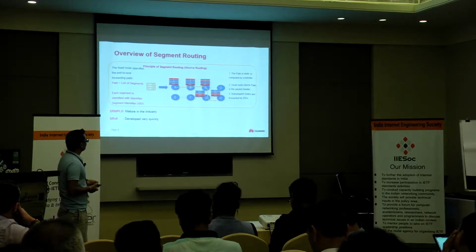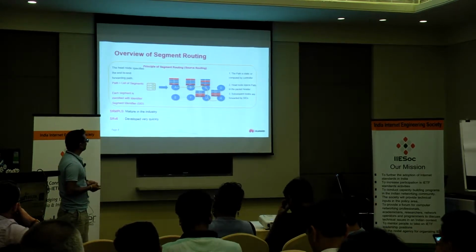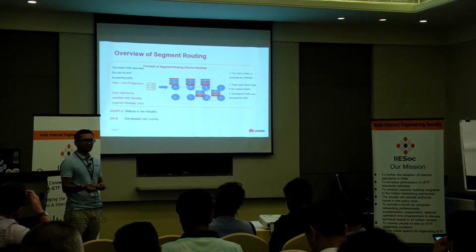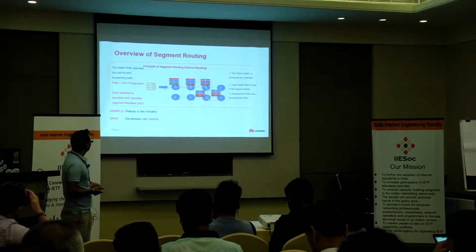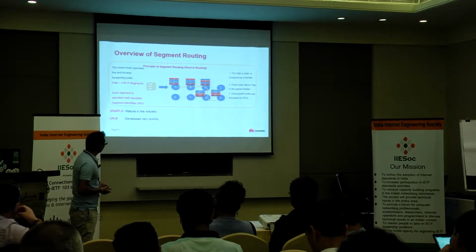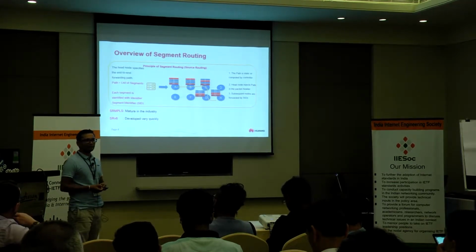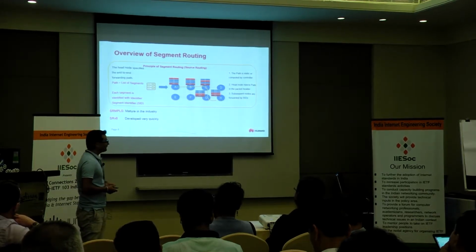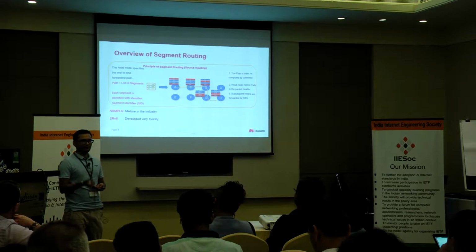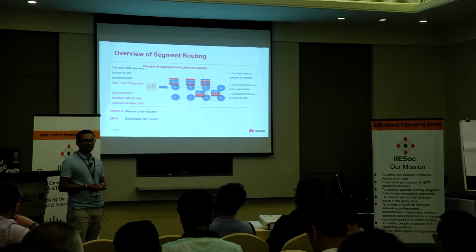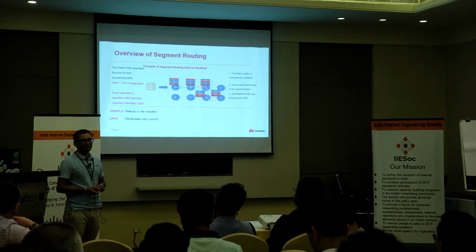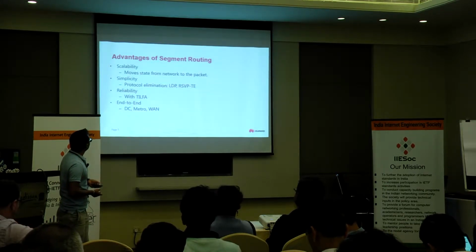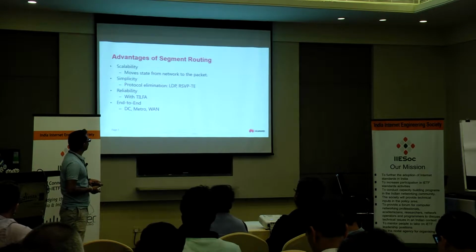As already discussed, the source injects the path in the packet header, and the subsequent nodes forward the packet based on the SID, or the instruction. There are two instances we have: SR over MPLS data plane, which reuses the MPLS data plane, and the other one is SRv6, which uses the IPv6 data plane with the SRH extension header.